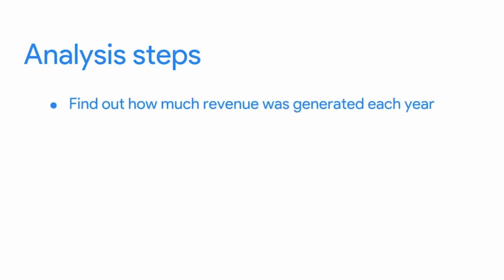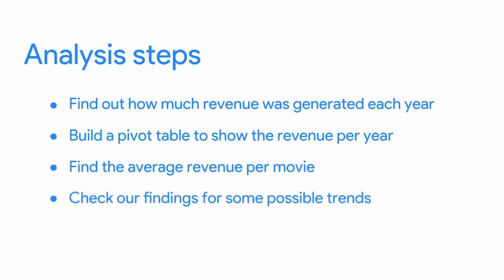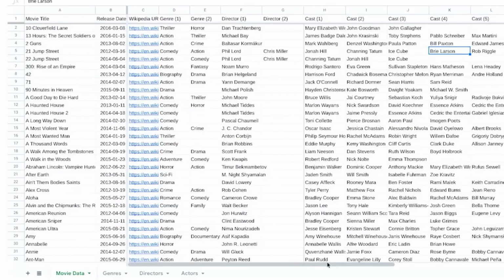First, we need to find out how much revenue was generated each year. A pivot table is a good way to organize this, so we'll build a pivot table to show this. In our pivot table, we can also find the average revenue per movie. We can then check our findings for some possible trends. We'll start by finding the revenue generated each year.